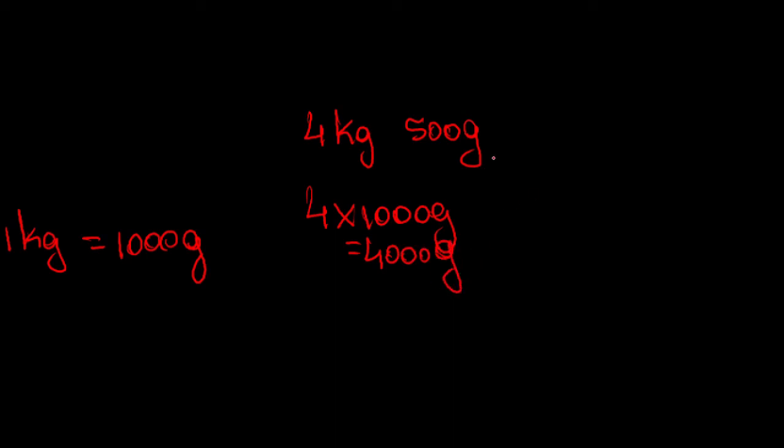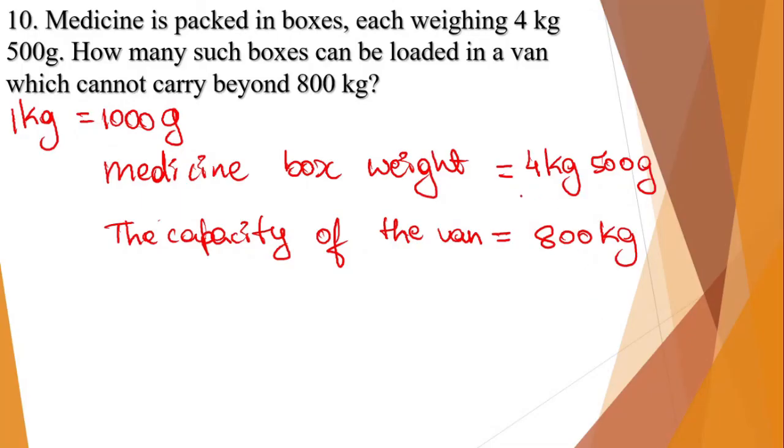So now we should add 500 grams. So this is also in grams and this is also in grams. Now we can just add it because the units are same. Now 4000 grams plus 500 grams is 4500 grams. So this will be equal to 4500 grams.